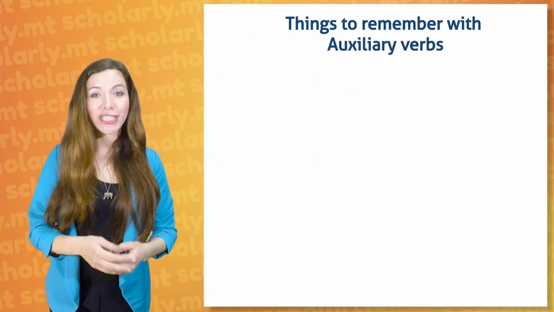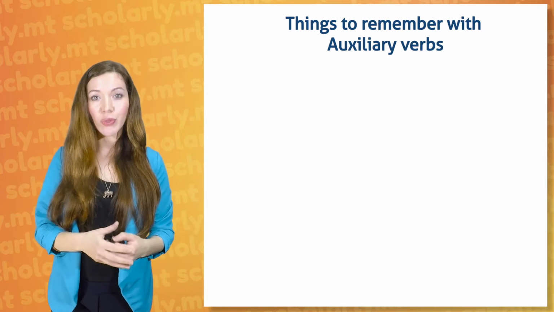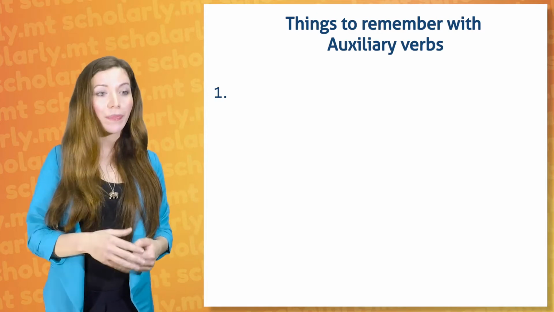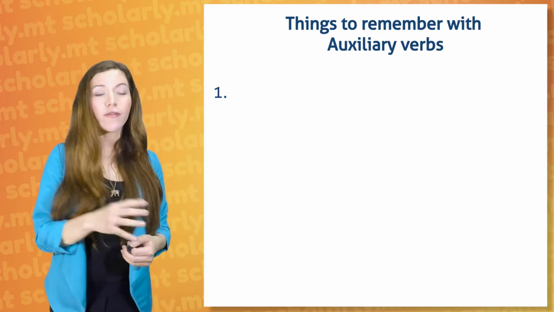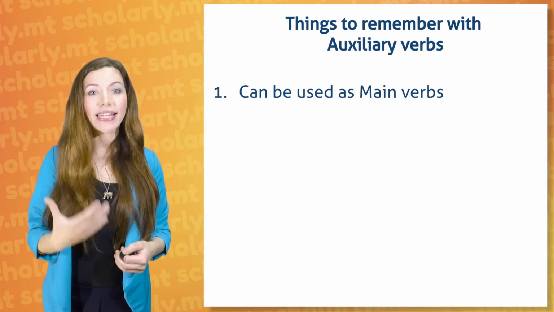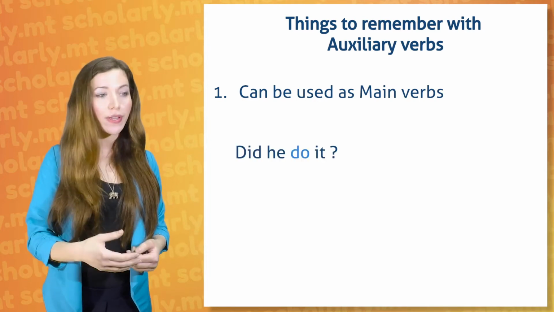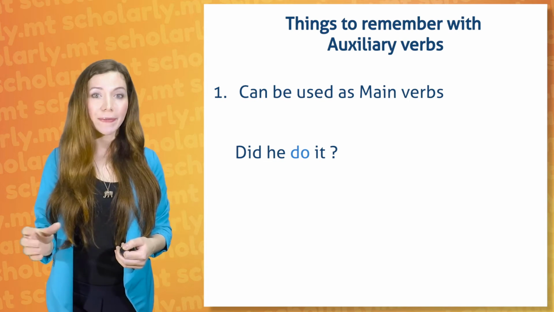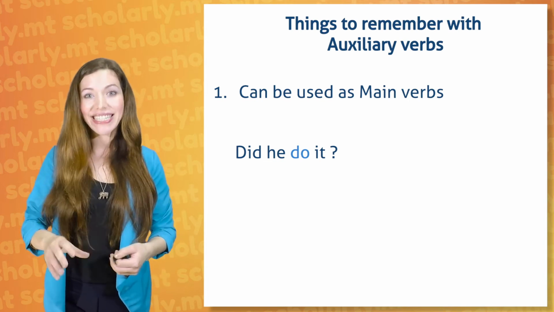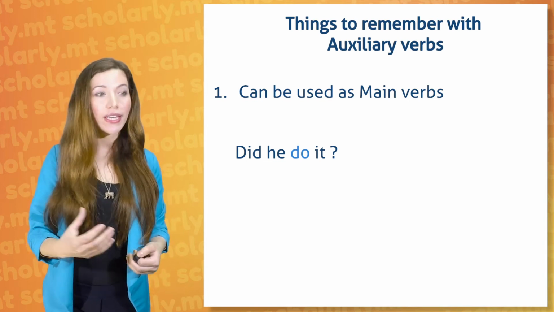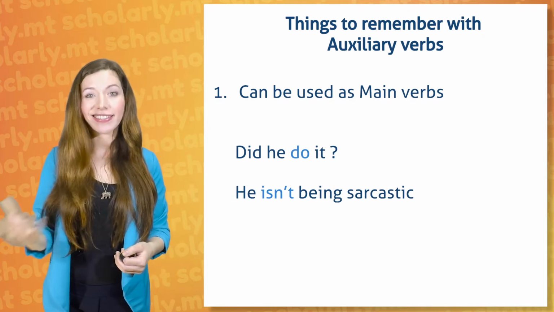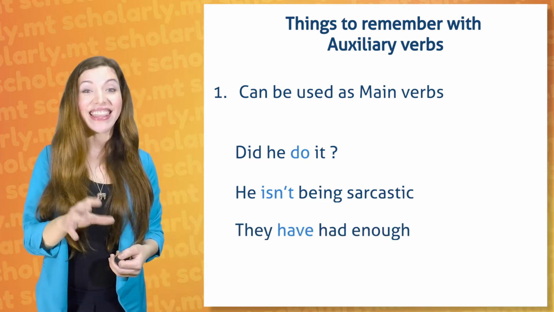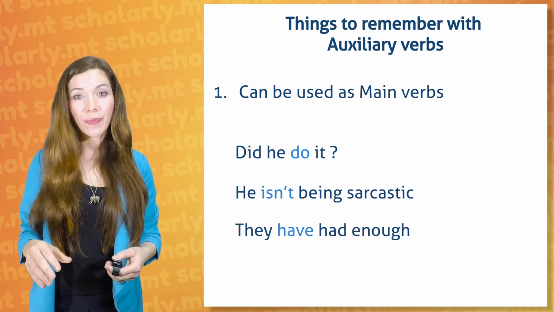There are two things to keep in mind when it comes to auxiliary verbs. Number one, these auxiliary verbs can be used as main verbs. For example, did he do it? So the main verb of that sentence is do. He isn't being sarcastic. They have had enough.